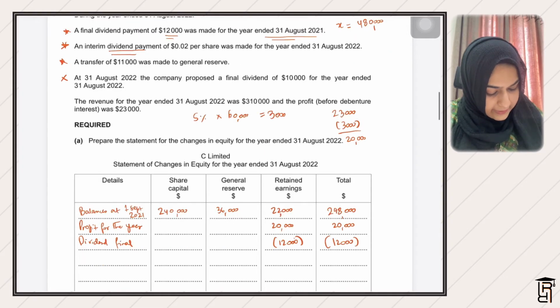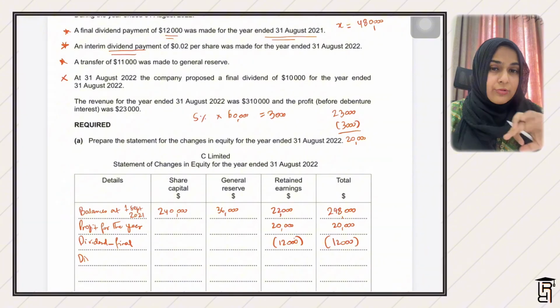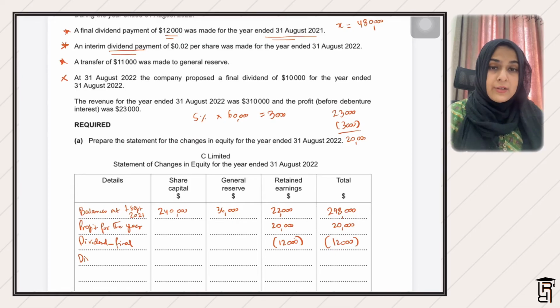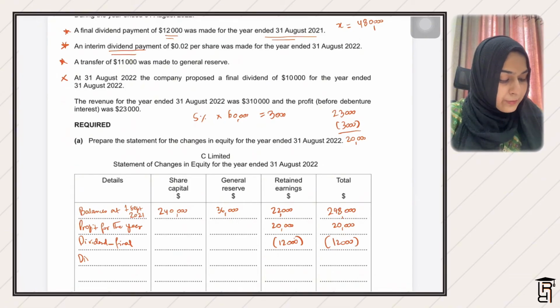Then I will write here interim dividend. Here they have given you a per share dividend. You need to convert it into total dividend. So here per share dividend is $0.02, and you multiply this by the number of shares that the company has, that is 480,000. When you multiply 0.02 with 480,000, you get a value of 9,600. This is my interim dividend of the current year. So I need to subtract this from my retained earnings. I write here 9,600 negative, and the row total will also be 9,600 negative.